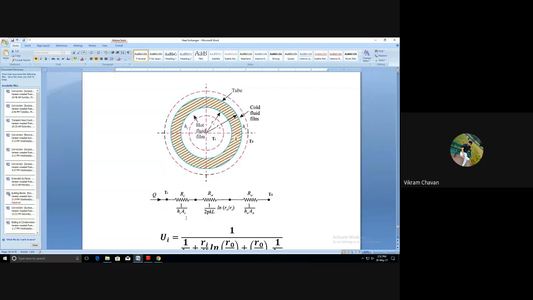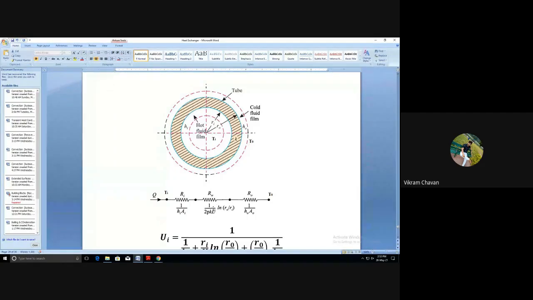So 1 divided by h suffix i, that is the inner fluid heat transfer coefficient. The second resistance is offered by the wall. Further, heat will be transferred from the inner surface of the wall to the outer surface, and that resistance is given as 1 divided by 2 pi kl multiplied by ln of r naught divided by ri. As we have discussed in our lectures, ln of r naught divided by ri divided by 2 pi kl is the resistance offered for conduction when heat is transferred through the thickness of the tubular wall, or the cylindrical wall.